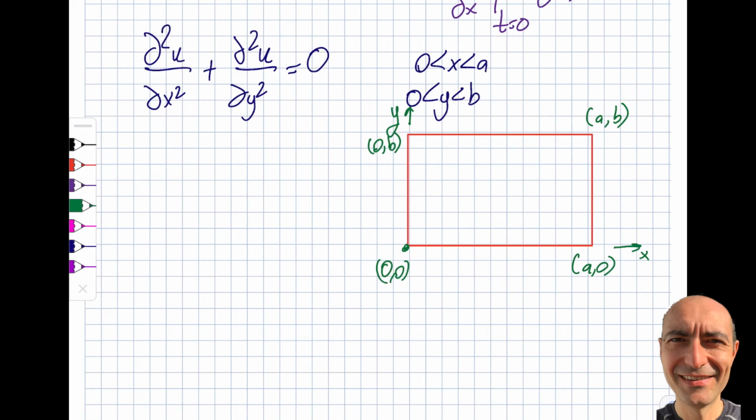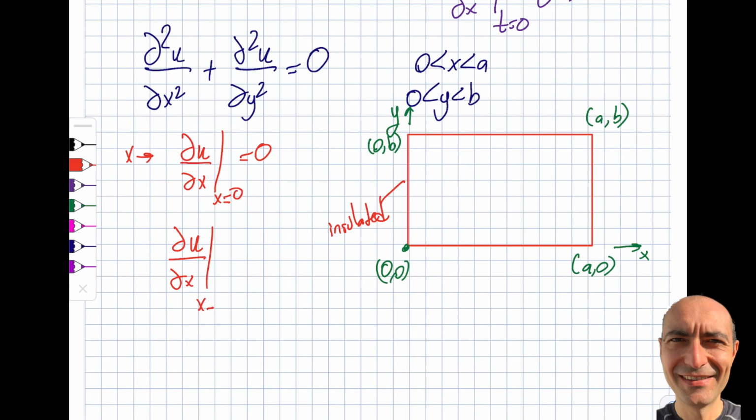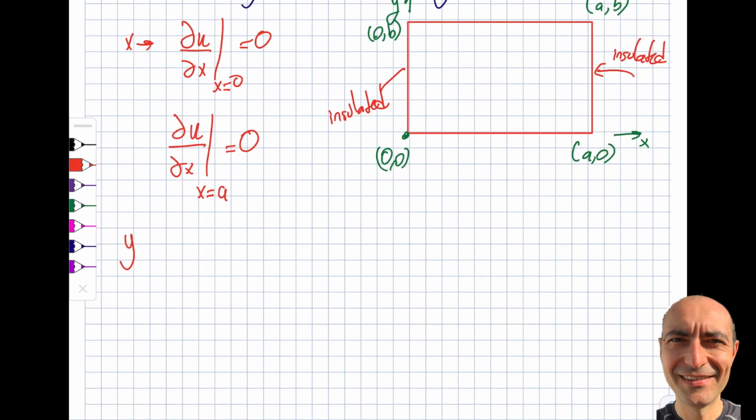I'll give you an example. Let's start with x, then I'll go to y. In x, I can do this: del u del x at x equal to 0 is 0. We discussed this in the heat equation. This means that this end is insulated, the heat flux is 0. How about del u del x at x equal to a, the other end? I can say this is also insulated, so these two ends are insulated for this particular example. That's all I need for the x direction, because it's second order, so I have to have two boundary conditions.